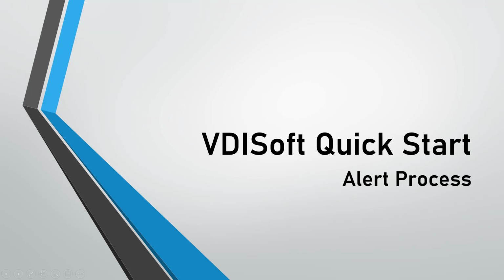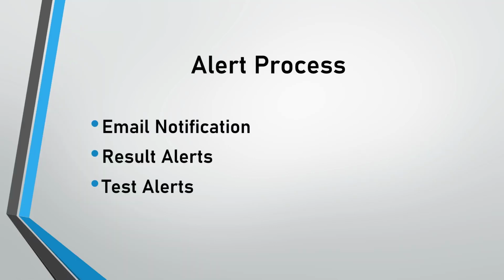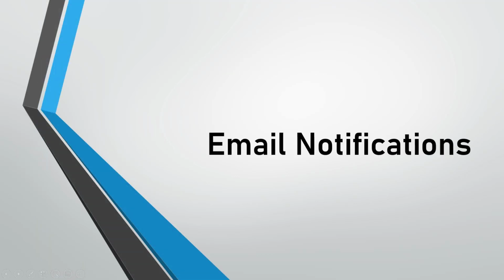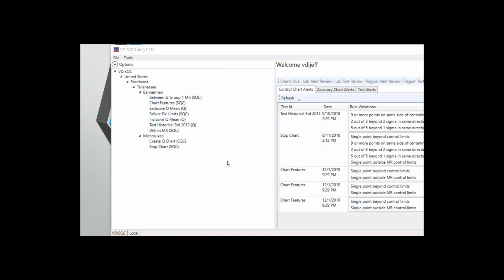In this video, we're going to look at the alert process, specifically how to set up email notifications, the result alert process, and test alert process. If the application is set to send emails, notifications and reminders of alerts are sent to email addresses on file.